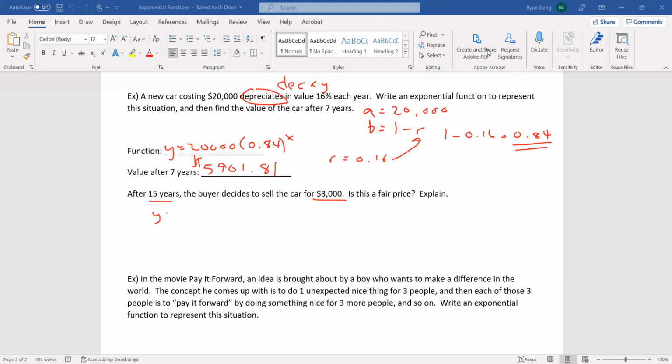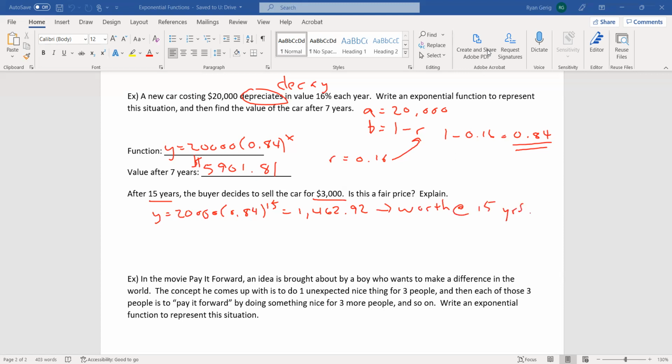So I'm going to get Y equals 20,000 times 0.84 to the 15th power here. Let's go ahead and type that in the calculator. What do you get? I get $1,462.92. That's what it's worth at 15 years.